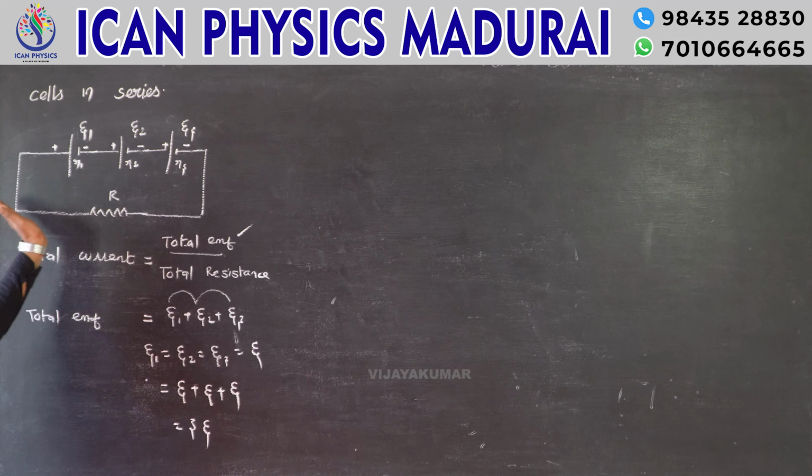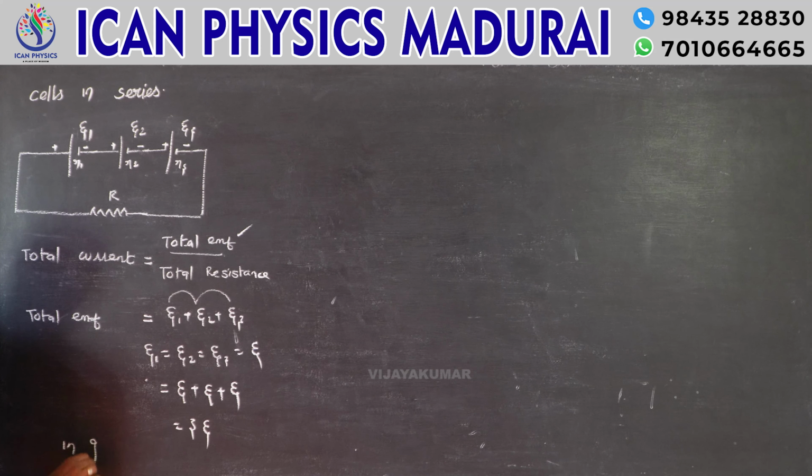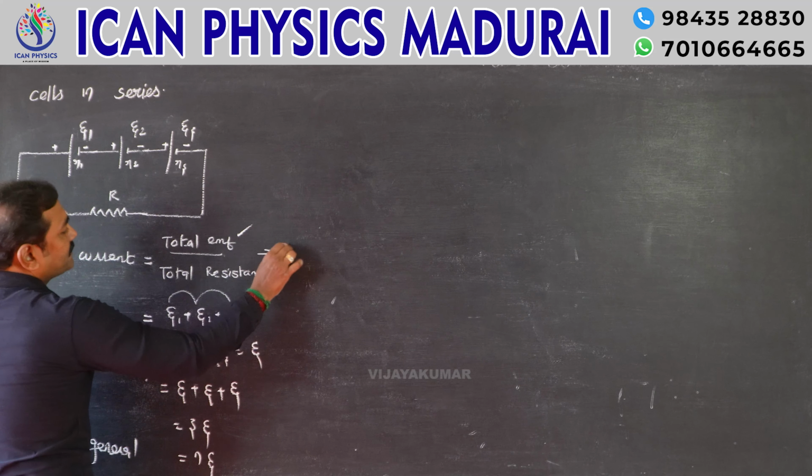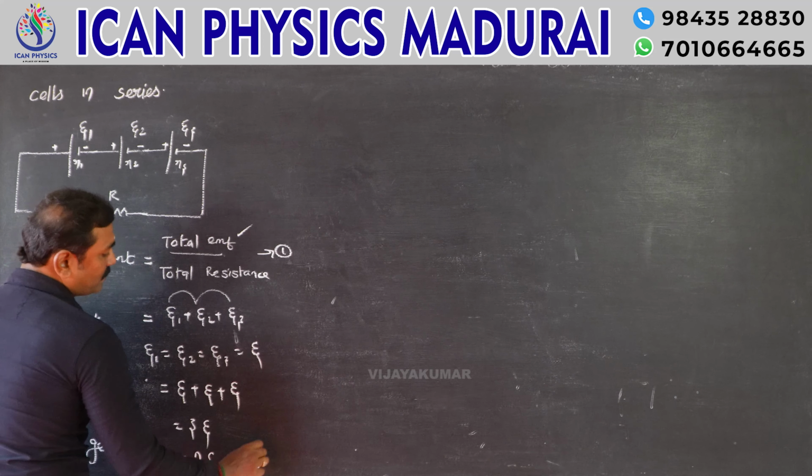Suppose n batteries or n cells are connected. In general, the total EMF is n psi. This is taken as equation number 1. Now it is taken as equation number 2.